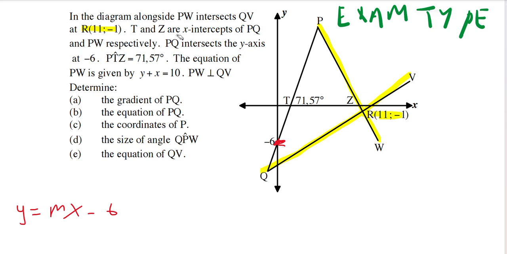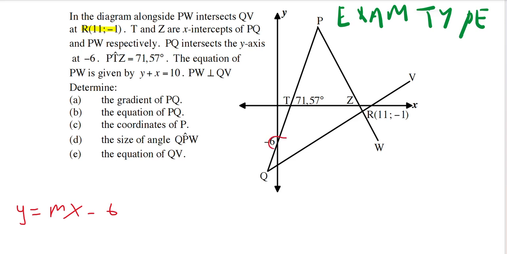So T and Z are x-intercepts. Okay, T and Z are x-intercepts. We can see that on the diagram, like T and Z are the x-intercepts, right? So far so good. Then we have PQ intersects the y-axis at -6.